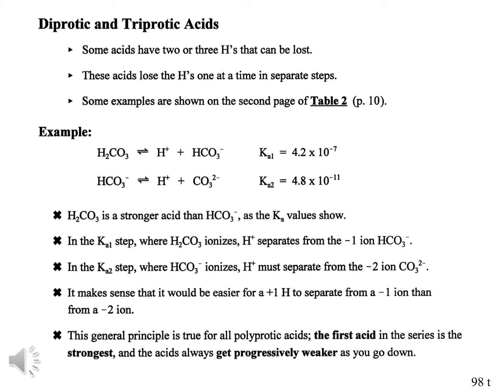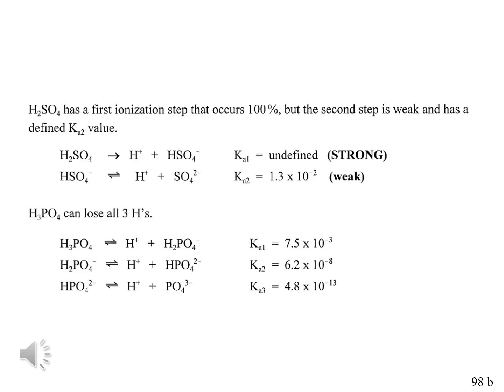And that kind of makes sense because when you pull off the first H plus, you can see that you're pulling it away from a -1 ion. When you pull off the second H plus, you're pulling it away from a -2. Well, pretty obviously a -2 is going to hang on to a positive better than a -1, so it gets harder to pull off as you go down. This is true in all of the acids.